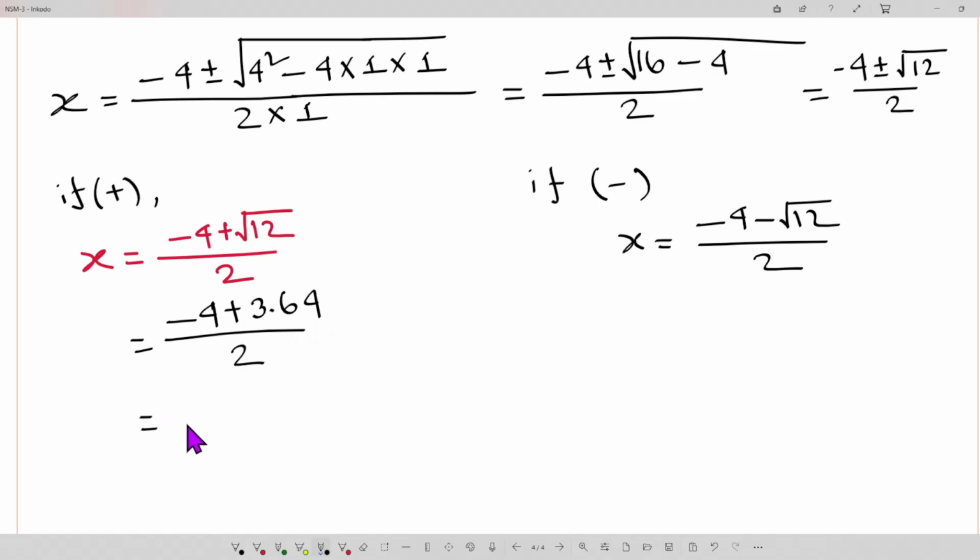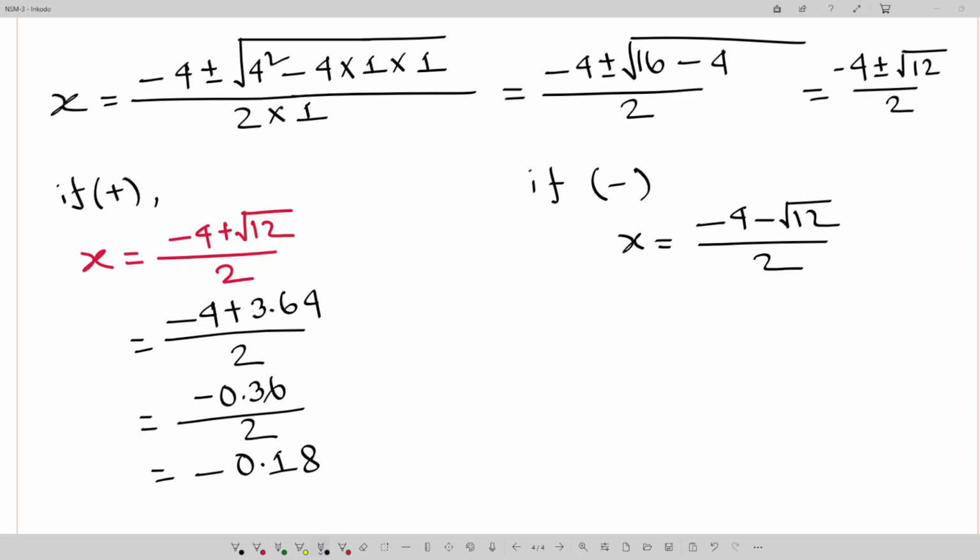Now minus 4 and plus 3.64, the result will be what? 0.36. We can write minus 0.36 divided by 2, so it will be minus 0.18. Right? You should cross check.